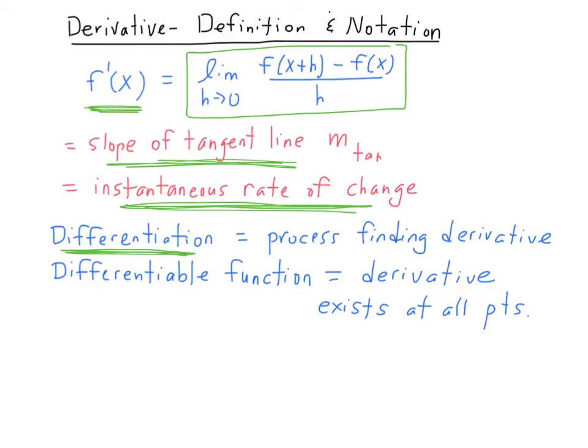Differentiation. This is the term that deals with the process of finding a derivative. And quite often we talk about differentiable functions. It's kind of like continuous functions. But with a differentiable function, this means the derivative exists at all points in its domain. Okay? Let's look at some further notation now.